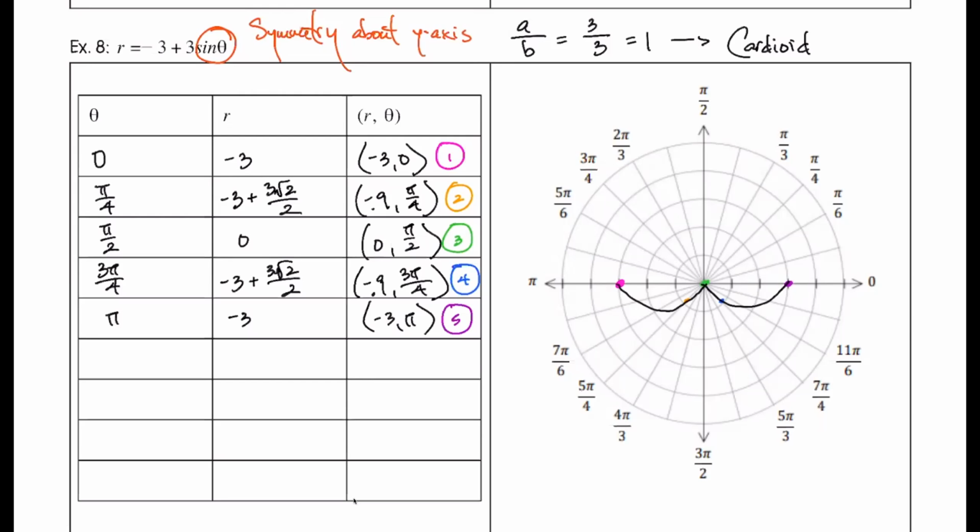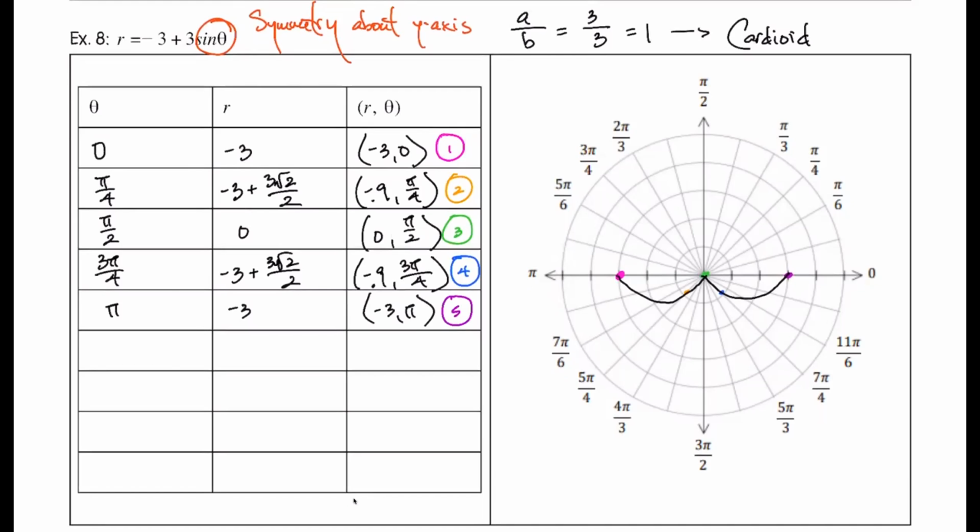So if we're trying to think about all the other points, then let's plot a few more. Let's go to the 5 pi over 4, the 3 pi over 2, the 7 pi over 4, and the 2 pi. For 3 pi over 2, the sine of that is -1, so -3 minus 3 will give me -6. So let's actually get that point in there first.